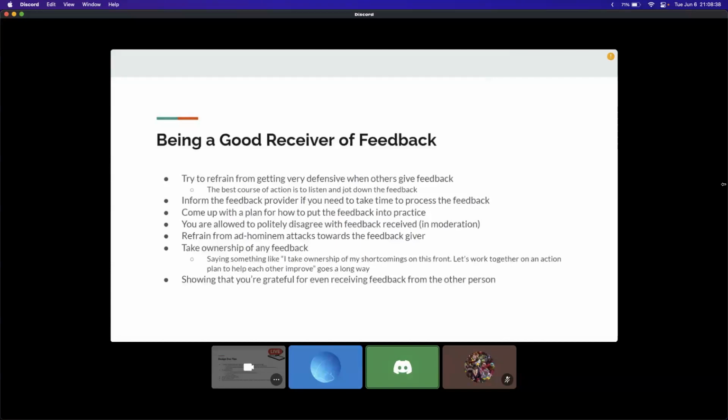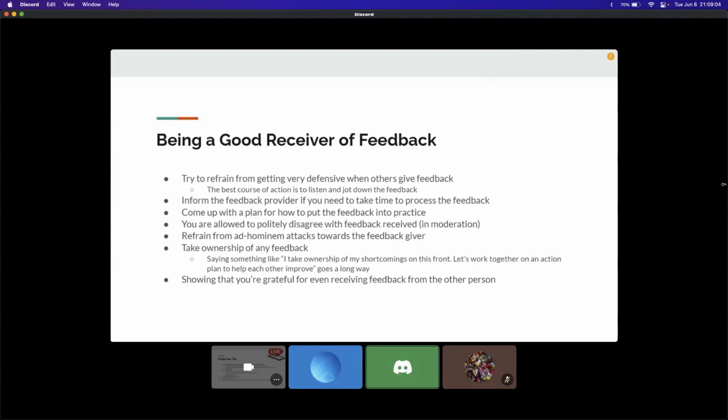So in terms of being a good giver of feedback, you also have to consider the end of receiving feedback, because communication is a two-way street. Somebody's saying something, someone else receives it, right? And then the communication goes back and forth. So you also want to be a good receiver of feedback. And here are a couple of tips on how to be a good receiver. Number one, try to refrain from getting very defensive when others give feedback. For example, negative feedback can sometimes hurt, right?